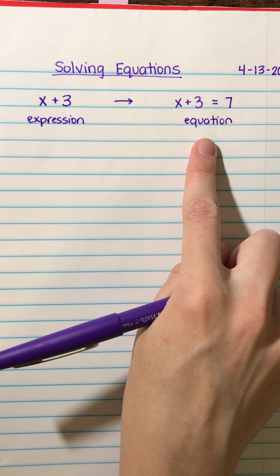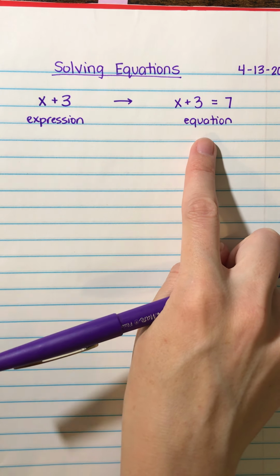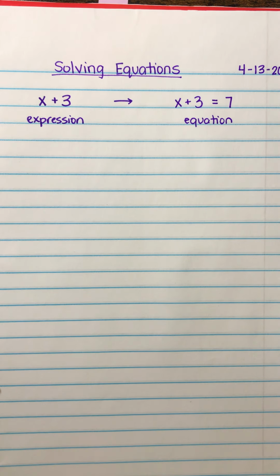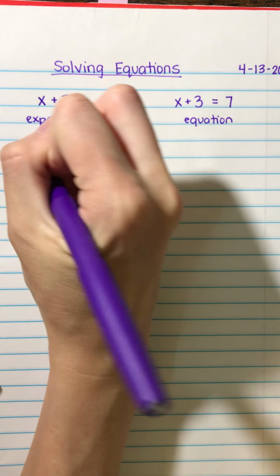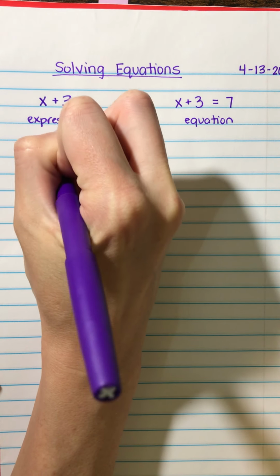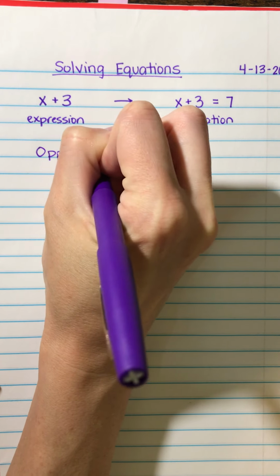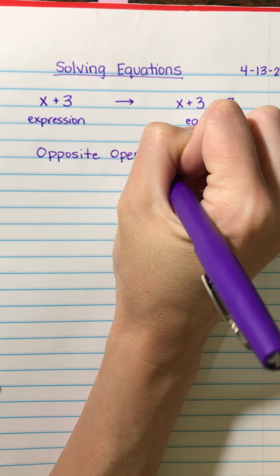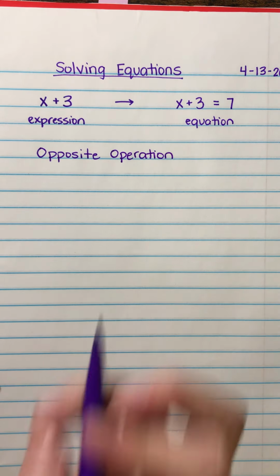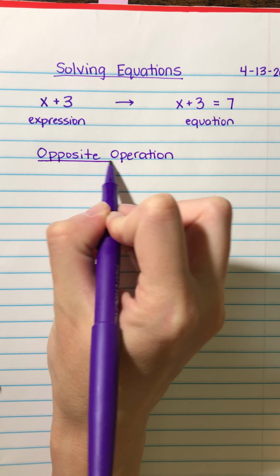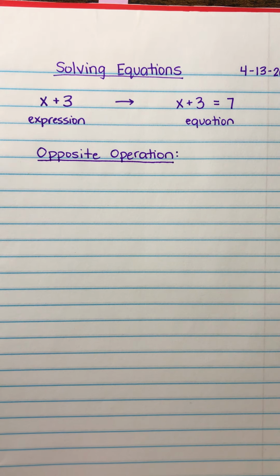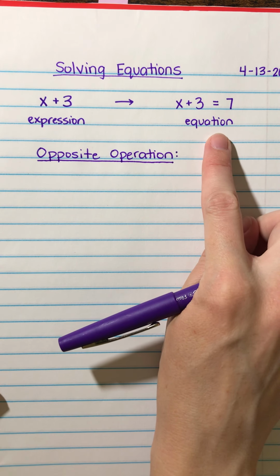Now the cool thing about equations is that we can actually solve them, and that's our goal always. We always want to solve them to find out what the letter stands for. The way we do that is there's something very special, and I'm going to refer to it a lot. You'll hear this in the future as well. It's called opposite operation. The opposite operation is what we are going to always use to find the answer to an equation.